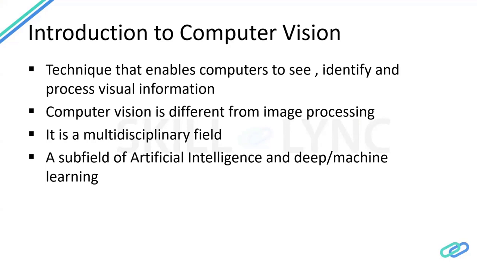Image processing techniques are used in computer vision, but as a field, it is a mixture of many other domains that enables computer vision to do its task. A very important part of computer vision is artificial intelligence and deep machine learning, because many of the applications of computer vision are in the field of artificial intelligence. Hence, the technologies from artificial intelligence come in enabling computer vision for its applications.